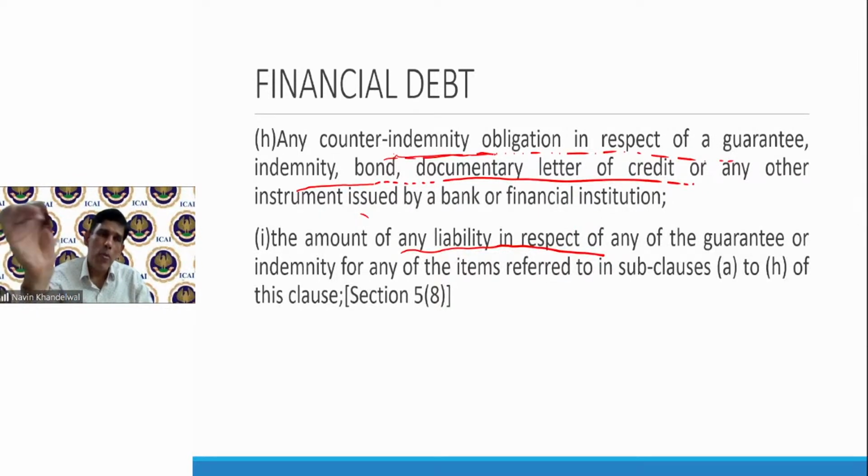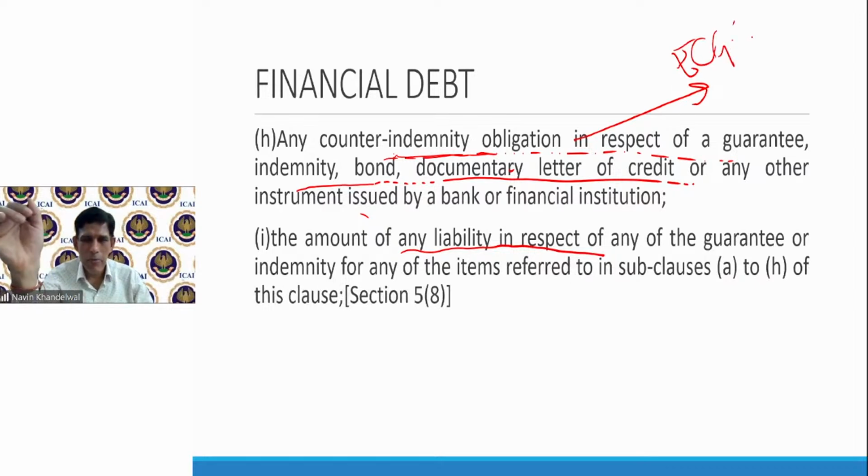Now, the counter indemnity obligation. A counter indemnity obligation again involves a third party. We say that if B is not able to pay, then I will pay. That is a counter indemnity obligation. Normally it is with respect to, let's say, an export transaction where ECGC, if you have heard of the term ECGC, Export Credit Guarantee Corporation, gives a counter indemnity obligation with respect to any transactions entered into by an exporter with a foreign buyer.